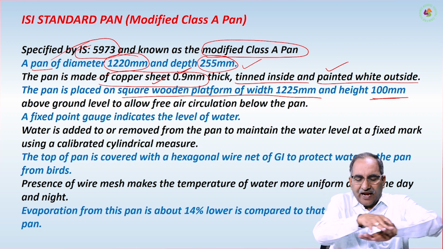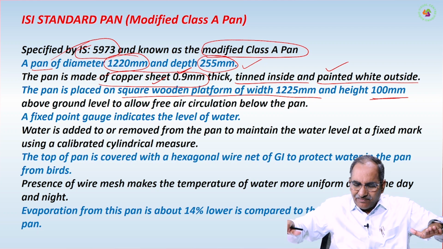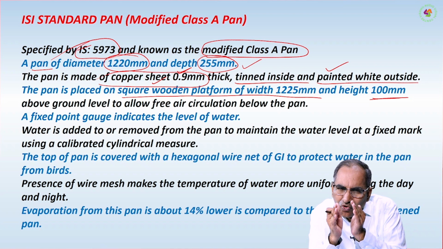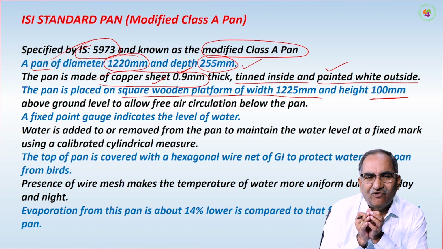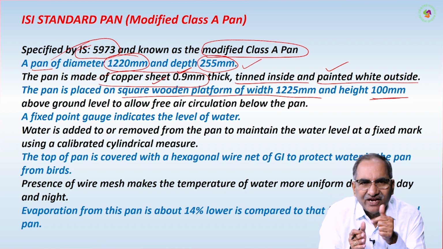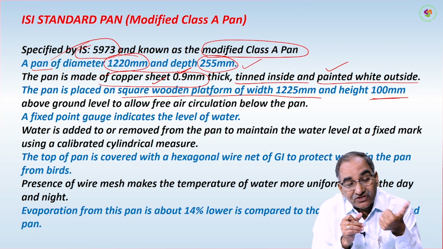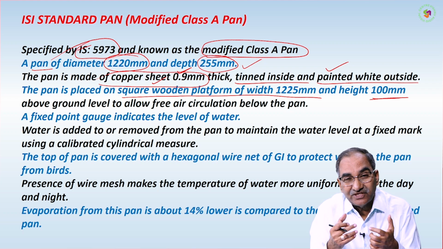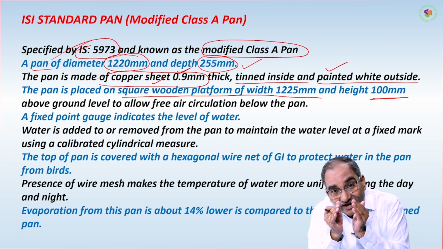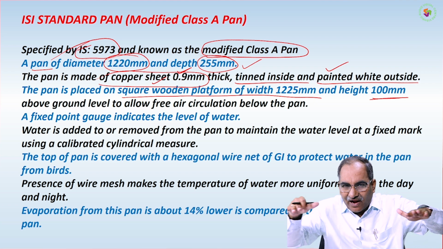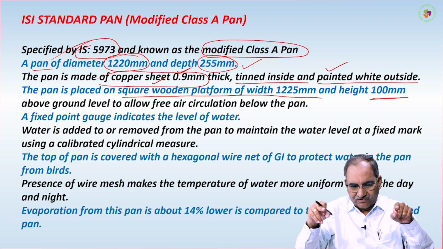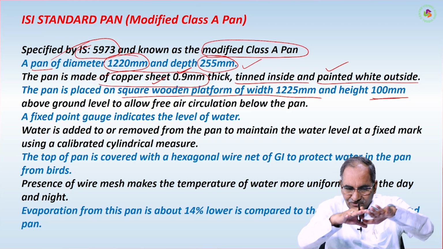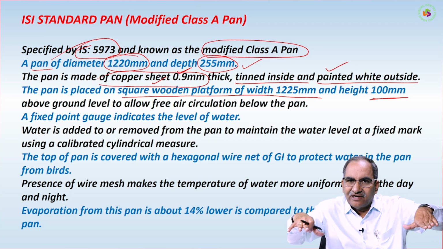On the ground, I will make the surface flat, very close to the pond, river or reservoir from where I want to measure the evaporation. Wherever I want to measure the evaporation from a water body, near that water body we keep a wooden platform of size 1225 mm and height 100 mm. We keep it on the ground surface by making it level.